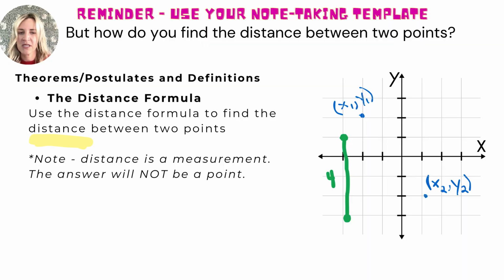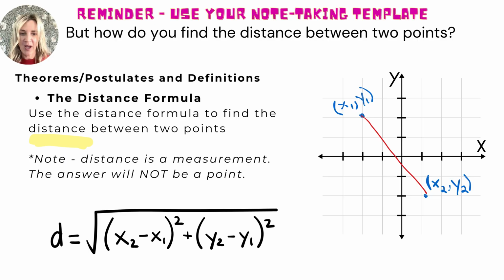But what if the points are diagonal? How do we count the number of squares? You can't. So you need to use what's called the distance formula. You're going to use the distance formula to find the distance between 2 points. This is derived from the Pythagorean theorem. Distance equals the difference of your two x values, so the difference of the horizontal values squared, plus the difference of the y values squared, and take the square root of your final answer.